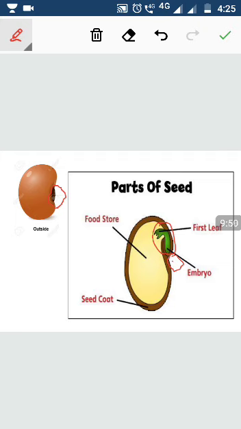So the seed has an outer covering called the seed coat to protect it from damage. Next, a food store. The food is already stored inside the seed, so the baby plant will use that food to survive. Next, water. The seed has a small hole, and through that hole it gets its water from the soil. This is how the seed survives.